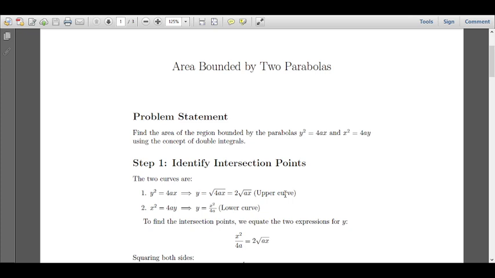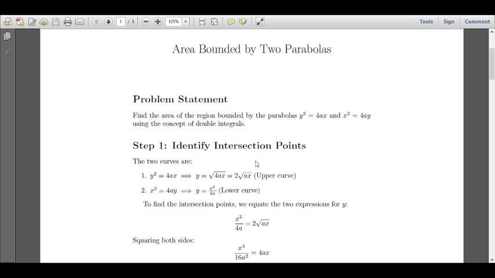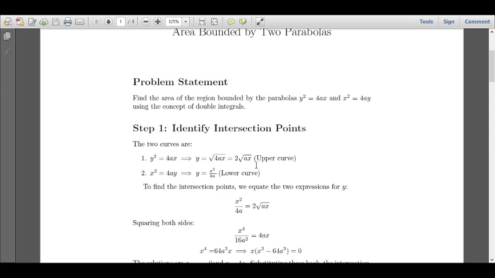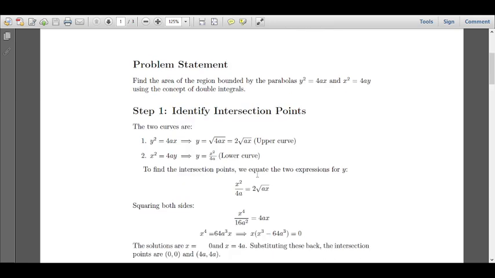Now this is the area in Cartesian coordinates problem series. Problem number 1. Find the area of the region bounded by the parabolas y square equal to 4ax and x square equal to 4ay using the concept of double integrals. Before drawing the region, we first identify the intersection points.